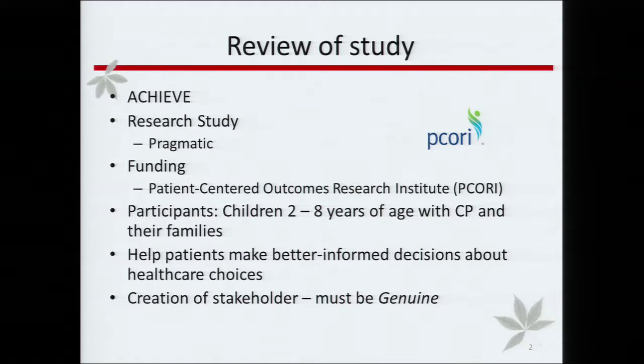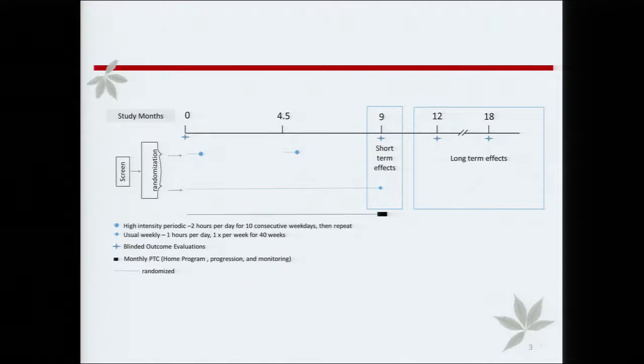So in general, we are doing a randomized control trial. It's a very standard randomized control trial with traditional methodology. So we screen participants, we do medical chart reviews, and we ask for consent for randomization. We randomize the participants into two arms. One is a high intensity periodic arm and one is an everyday weekly arm. And we look at short-term and long-term effects.